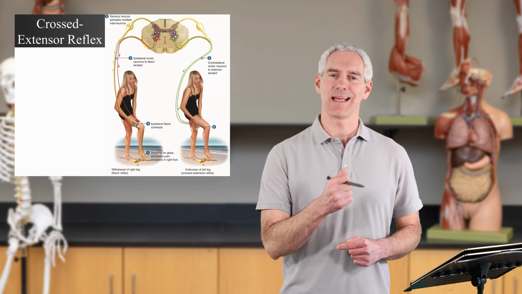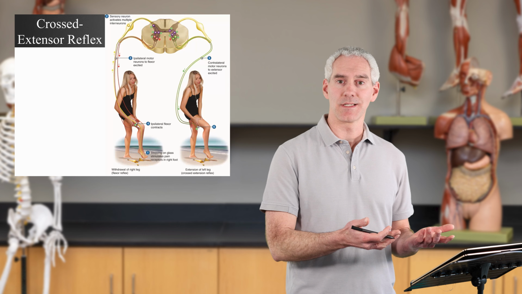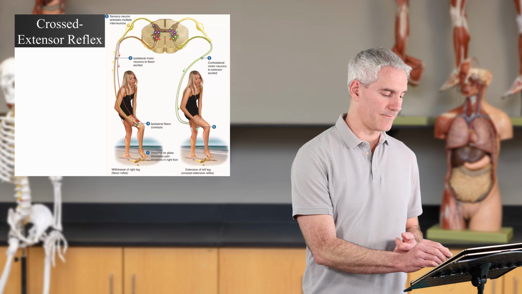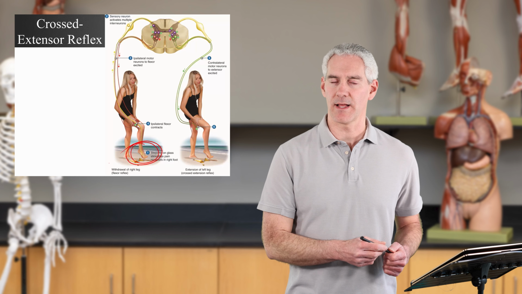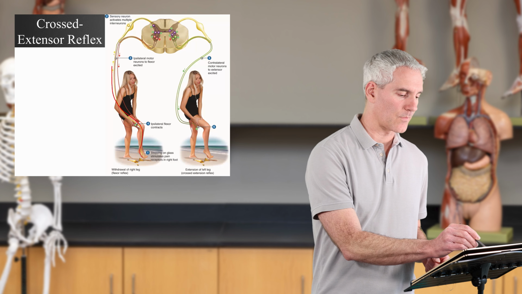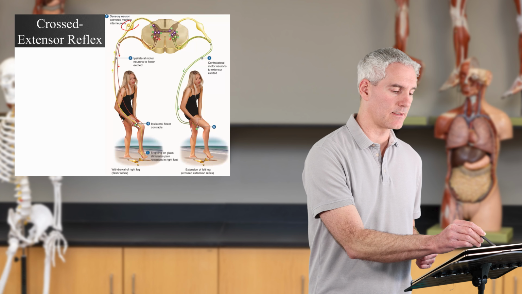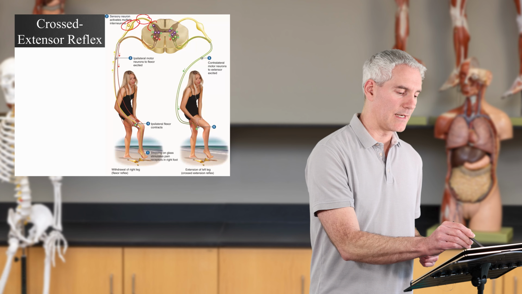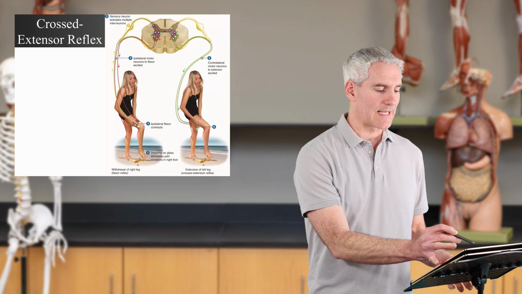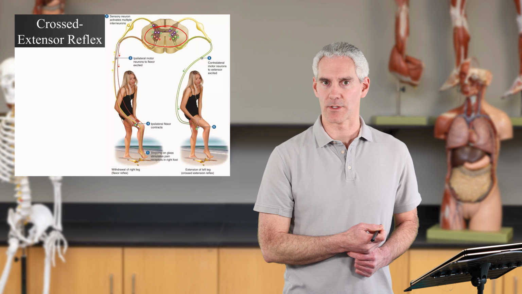This is the crossed-extensor reflex. Now, this one, what's happening is this individual is stepping on a piece of glass. So the initial stimuli is going to be in the foot, and that's the pain of the glass cutting the foot. That stimulus will travel up the leg into the spinal cord. It's heading up into the dorsal root ganglion again, the dorsal root, into the dorsal horn.